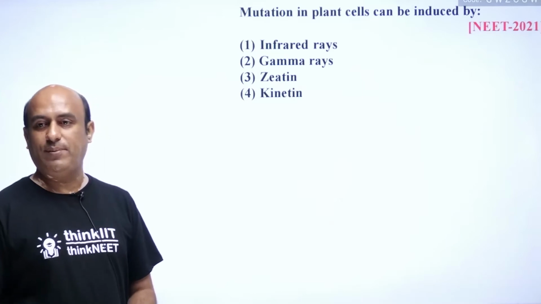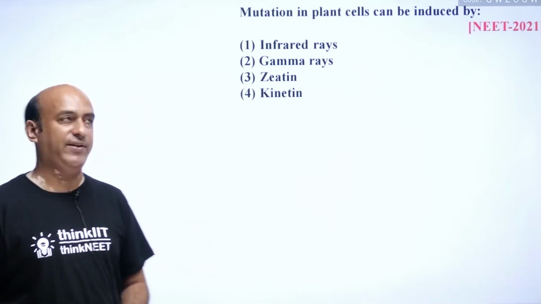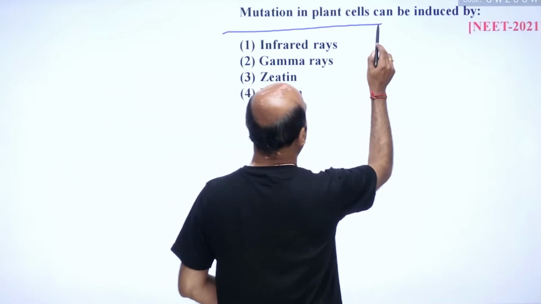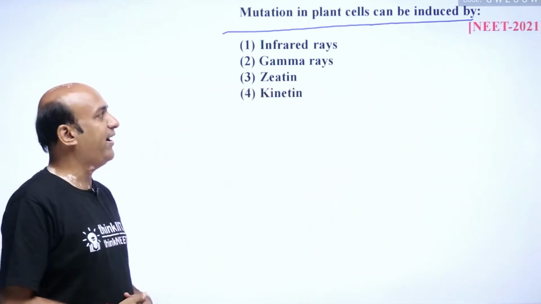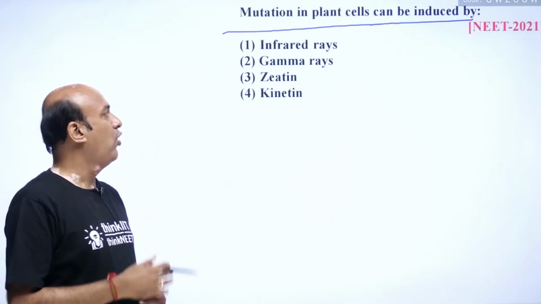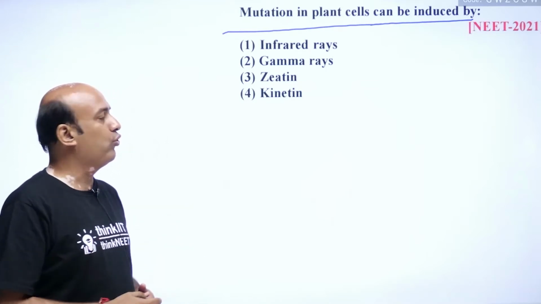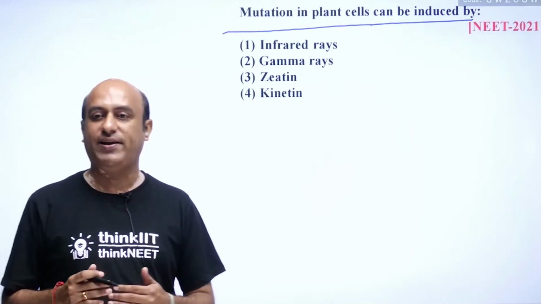Now student, let us come to the next question. Here the question is, mutation in plant cells can be induced by. Here the options are option number 1, infrared rays, option number 2, gamma rays, option number 3, GA3, and option number 4, kinetin. So student, which option here is the correct one?